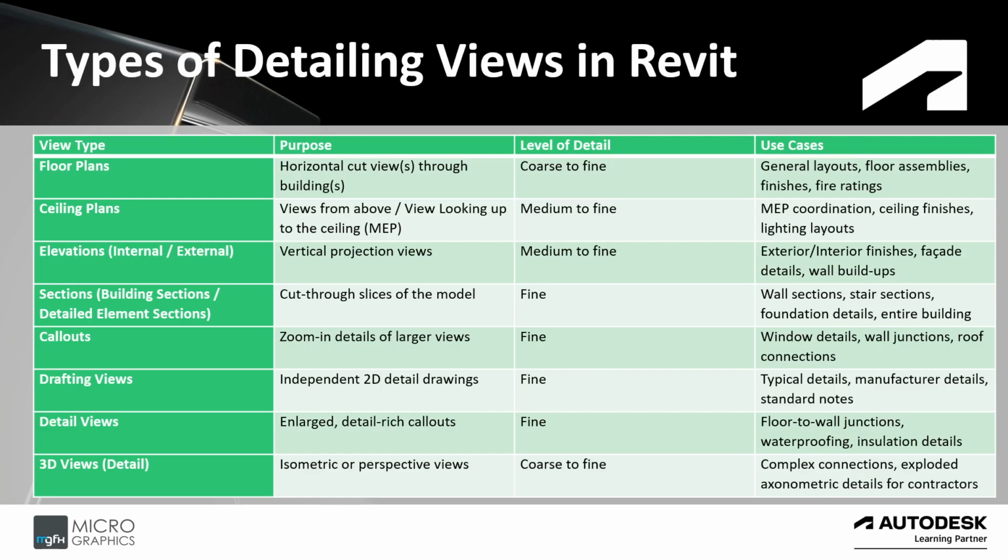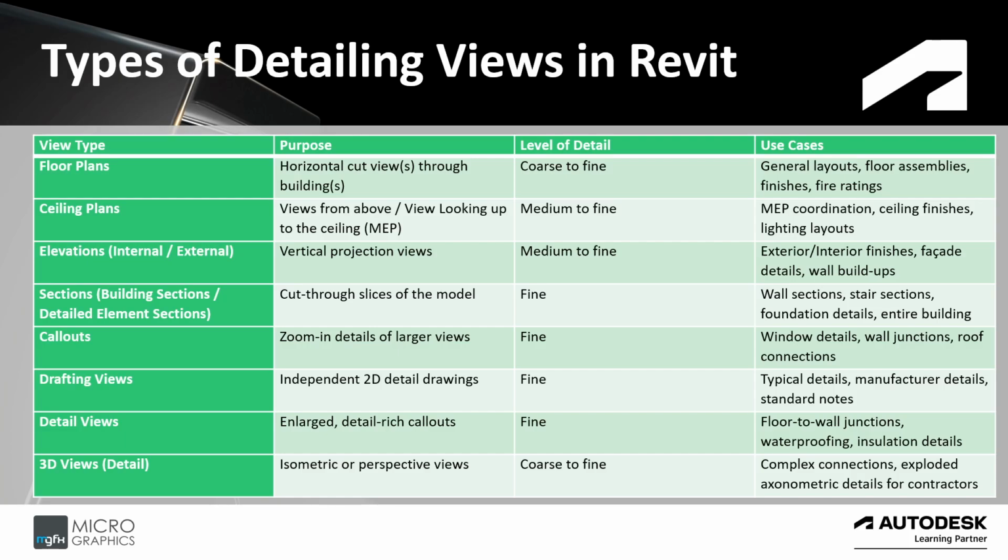Drafting views are independent 2D detailed drawings, like I showed now with our AutoCAD drawing, which we quickly traced in Revit. It is fine level detail, used for typical details, manufacturer details, or standard notes. Then you have detail views, which are enlarged, detail-rich callouts. So there is fine level detail: floor to wall junctions, waterproofing, insulation details, and so on.